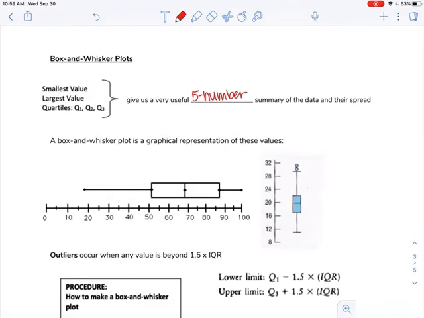And so on your box and whisker plot, you're going to have your lowest value. You're going to have your quartile 1. You're going to have your median. You're going to have your quartile 3. And then you're going to have your highest value. All right. Sometimes outliers will be represented by little dots.